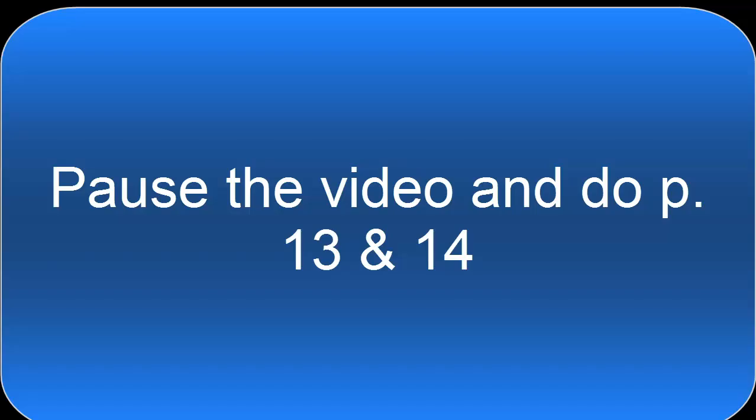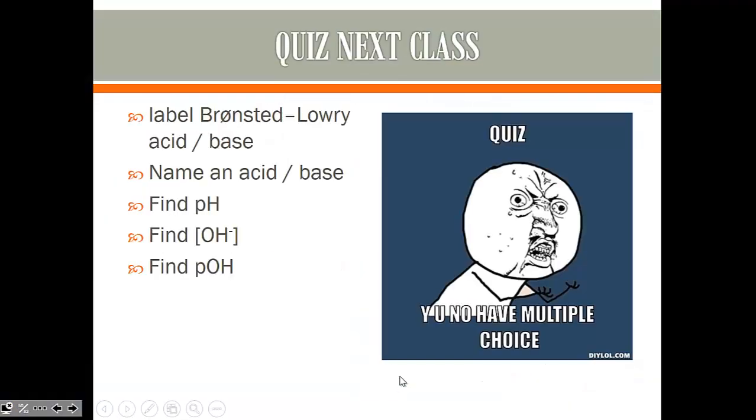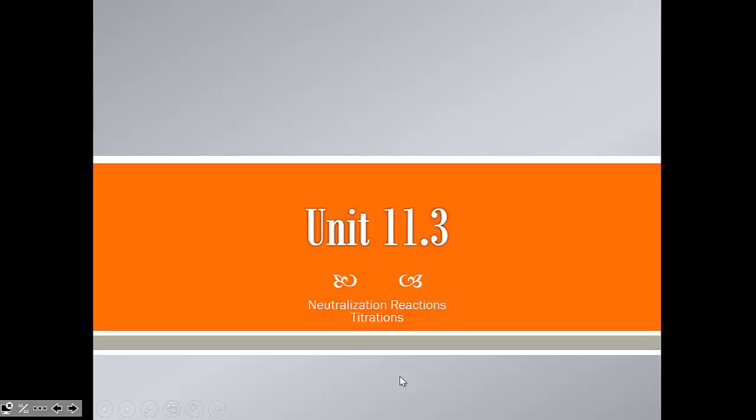Next class, we will take a quiz where I will ask you to label the Brønsted-Lowry acid and base, as well as name an acid or a base. You'll then have to find the pH of a solution and find its concentration of hydroxide ions given that pH. I will end the quiz by asking you to find the pOH. Please study, and next class we will talk about neutralization reactions and titrations, 11.3.